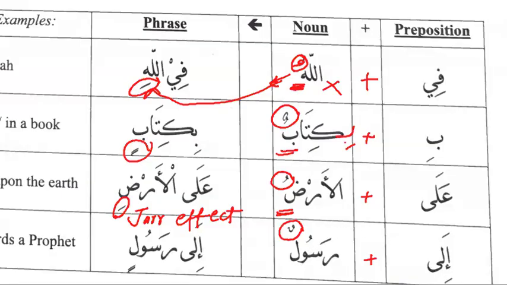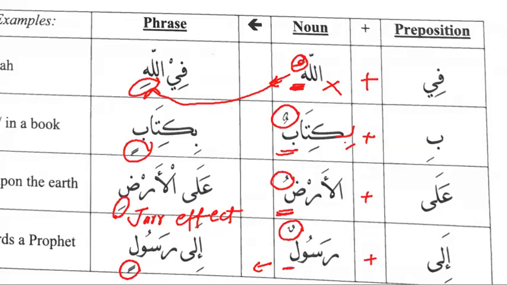So I added harf ila, rasulu. Can I say ila rasulun? No, because ila will force the last letter to change into two kasras. If there is one haraka, the change will be one haraka. If there are two harakas, both of those harakas will change. So rasulun, if it was ending with a tanween, it would still end with a tanween.